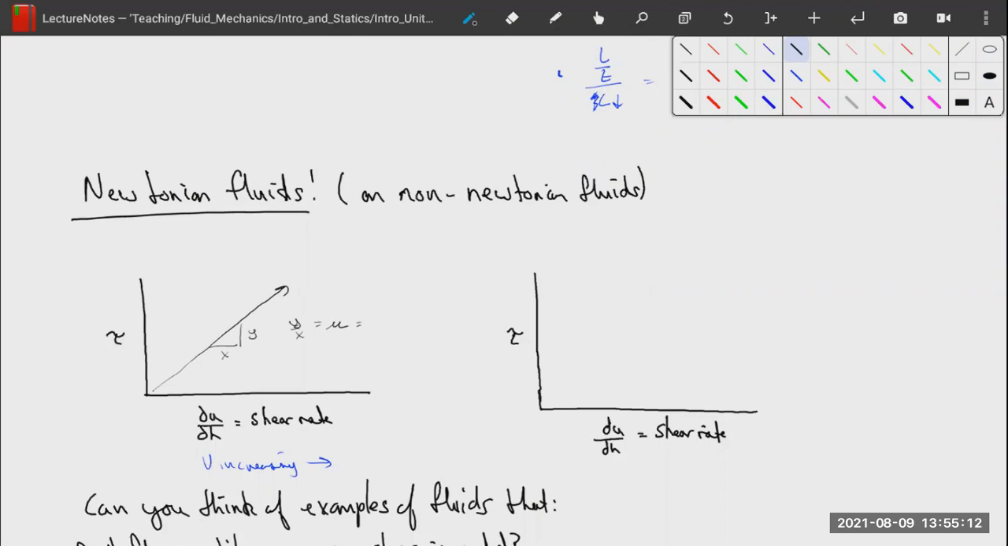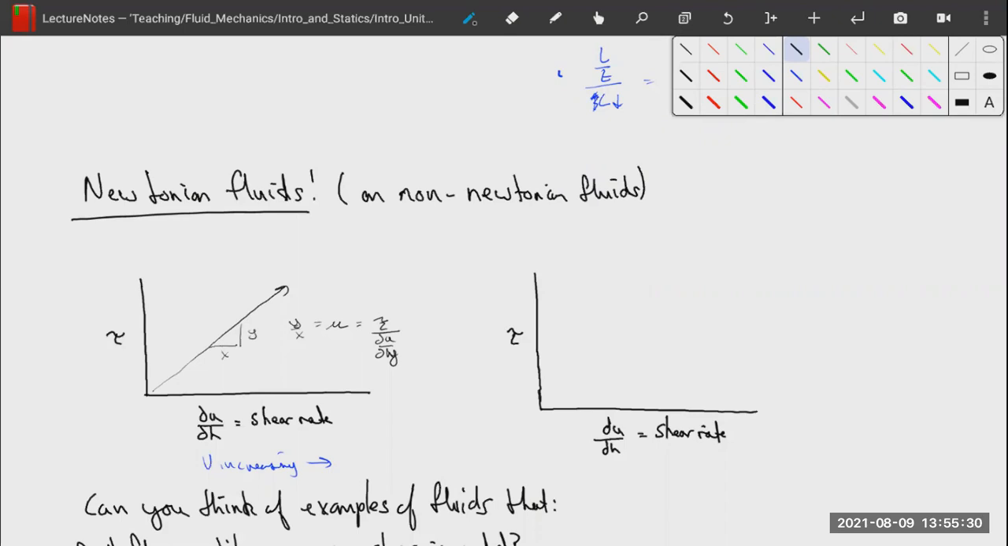Which is equal to tau, our shear stress, divided by, which is y divided by x, which is our du/dy, which is our shear rate, right? Now, there are lots of fluids that do other things.